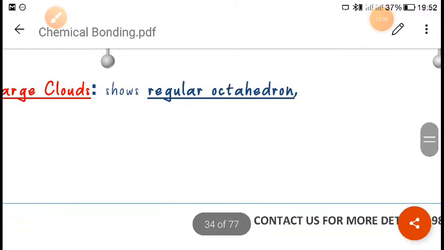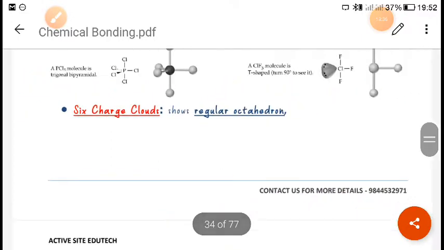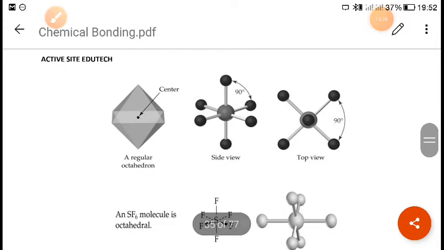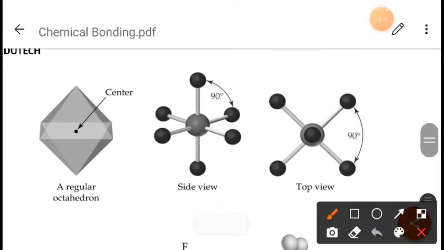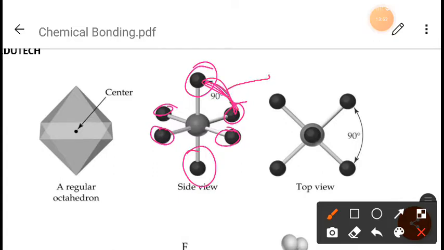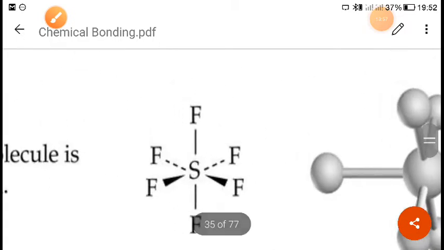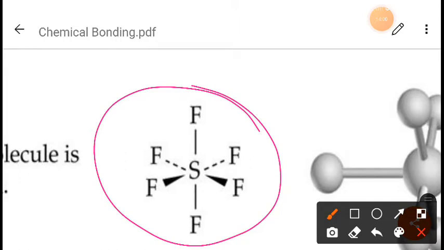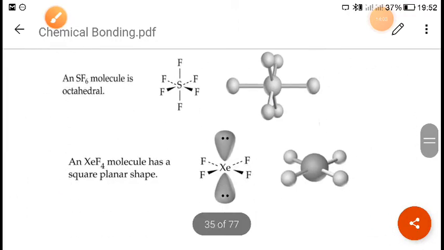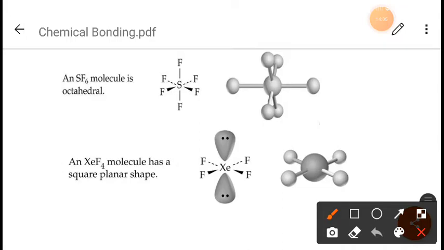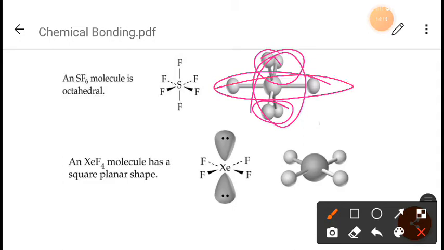Okay, now when we talk about the six cloud system, it is octahedral. Here you will notice that these four are in the same plane, and two are in the opposite plane, and the angle between them is 90 degrees. This will be the structure, as in the example of SF6. As you can see, these four are in the same plane, which is called the equatorial position, and these two are in the axial position.